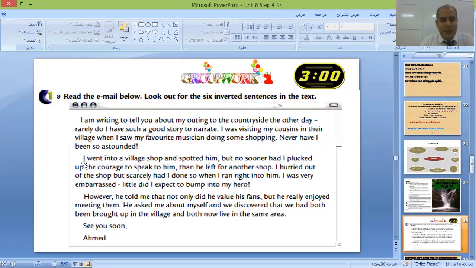I went into the village shop and spotted him, but no sooner had I plucked up the courage to speak to him. Underline it from no sooner. Then he left for another shop. I hurried out of the shop, but scarcely had I done so when I ran right into him. I was very impressed. Little, yes, it's also an inverted sentence. Little did I expect to bump into my hero.